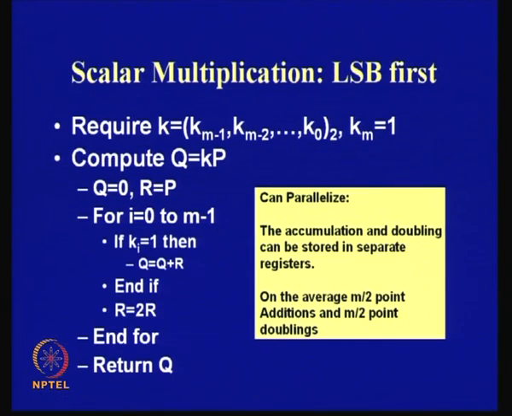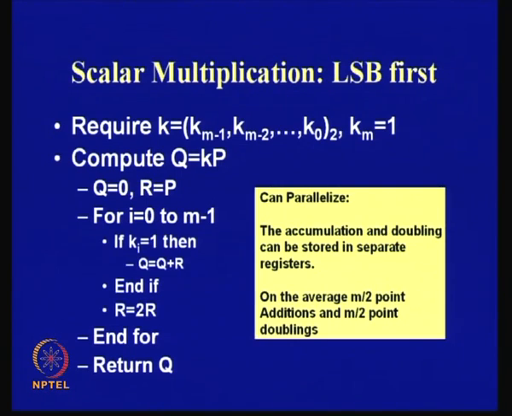Now, from i equal to 0 to m minus 1, if k i is 1, then we add onto the register Q, that is Q equal to Q plus R. And in the other register, we are doing a doubling operation. As opposed to the previous algorithm, where we were doing a doubling and then an addition operation, those were two sequential steps which you cannot parallelize. But in this case, because you are doing these operations on two different registers, you are giving more space and saving time.